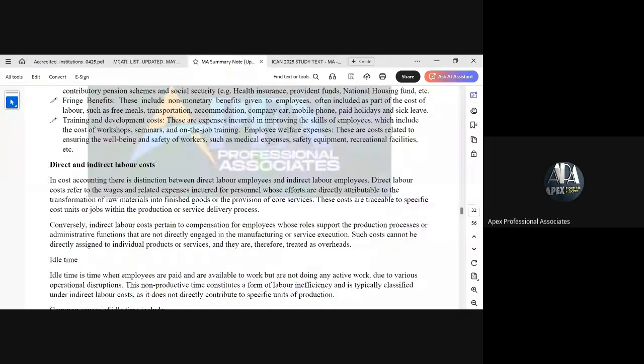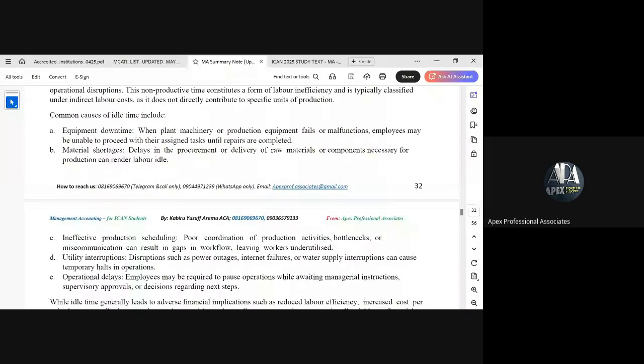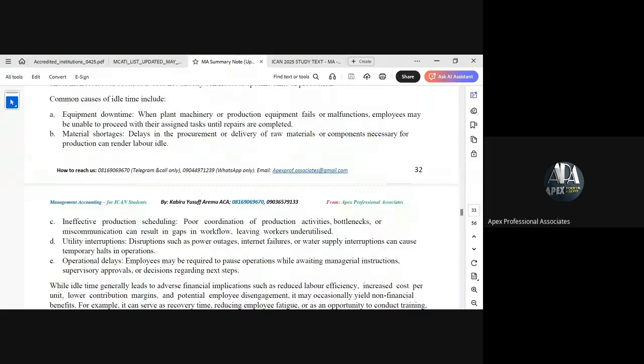There are different things that could cause this idle time. One of such is perhaps equipment downtime. Equipment downtime can cause idle time. Material shortages can cause idle time. There is no material. Ineffective production scheduling can cause idle time. Utility interruptions and operational delays can cause idle time.